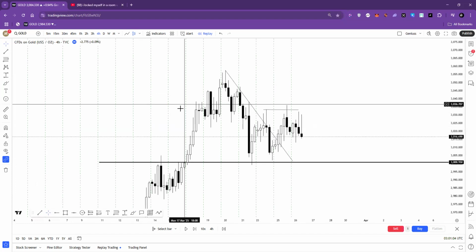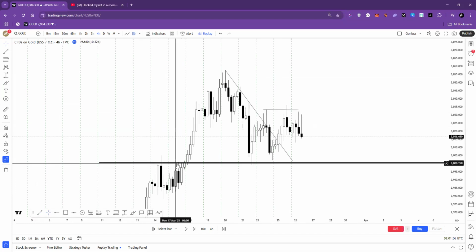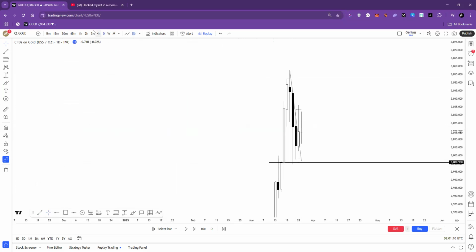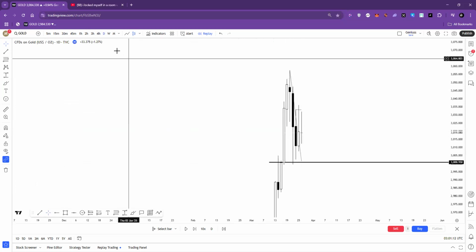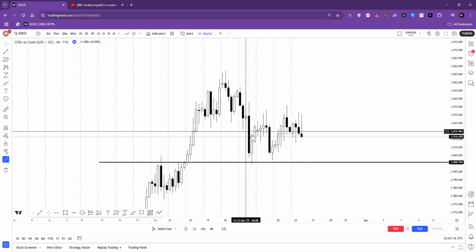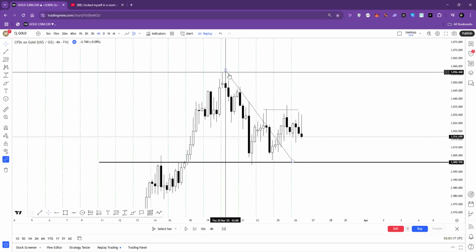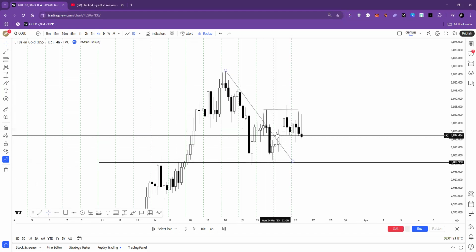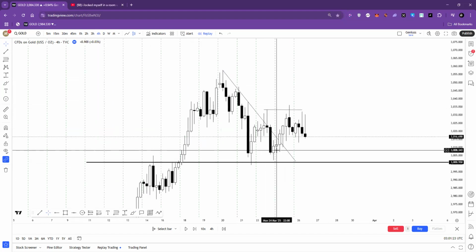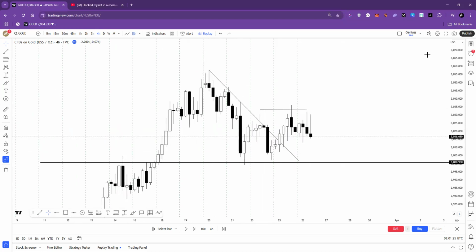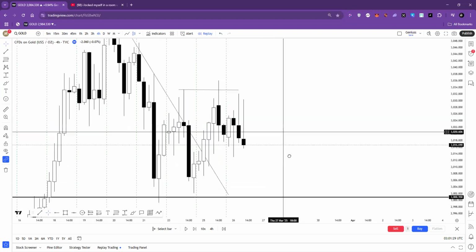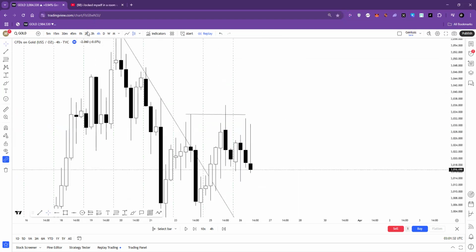So let me reiterate. This was your daily key level. The market rejects from that daily key level, so you go into the 4 hour time frame. A trend line is present, the market breaks out from the trend line, and we are retesting the trend line for a possible long move.